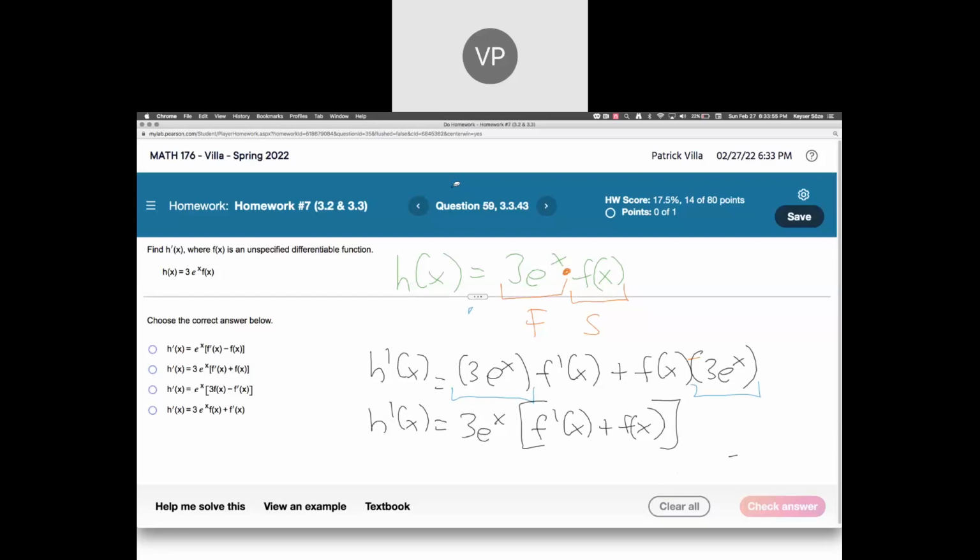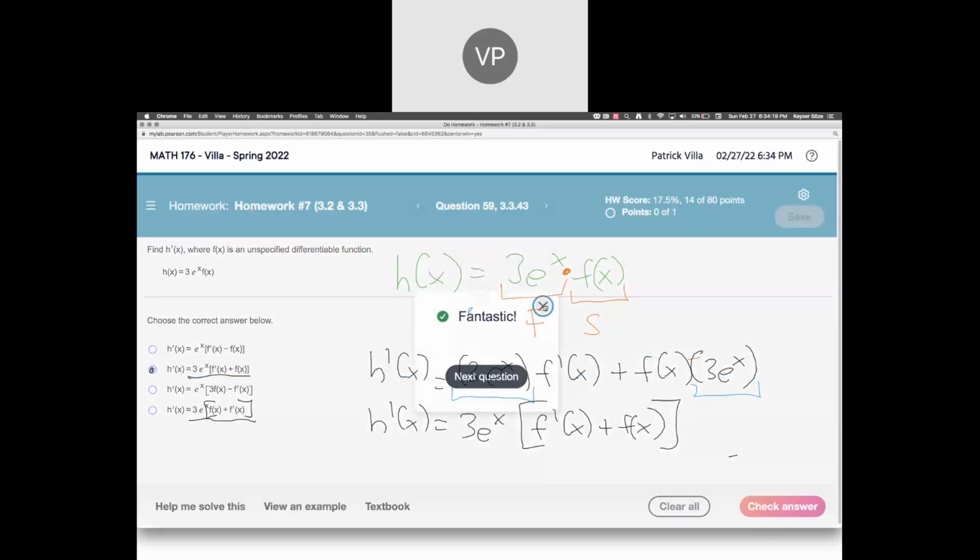Okay, so now I look at my choices here. This one looks like it is it. This one's close, except they needed to have something around it like that. So that looks like our answer there, that second one. And the other two, the first and third choice, looks like they decided to just forget that there was a 3 there. And that happens sometimes. You can't forget that.